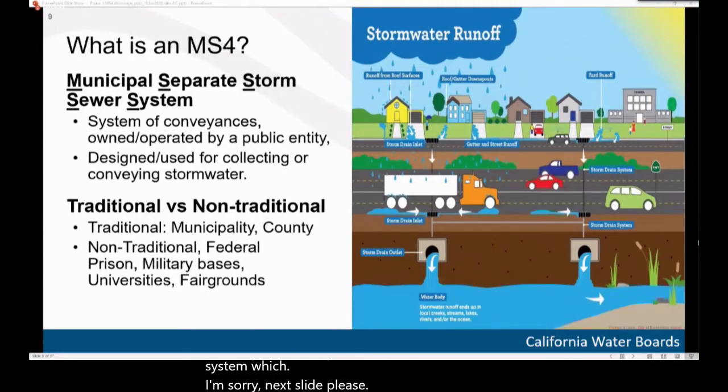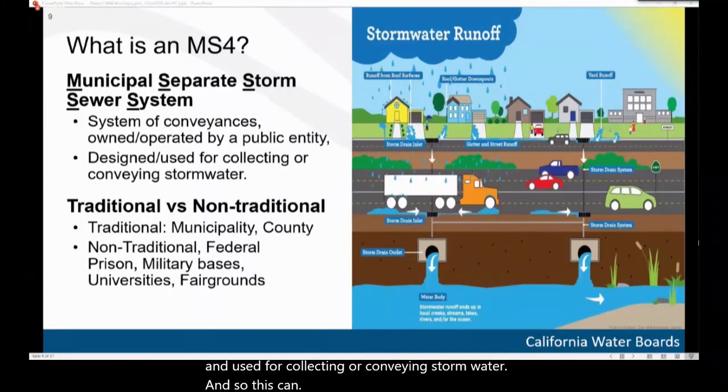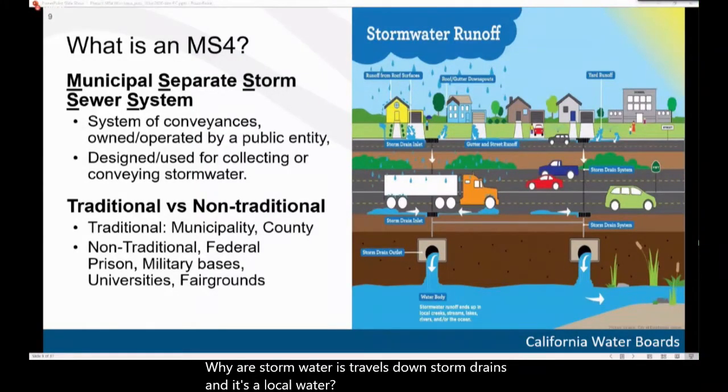An MS4 stands for Municipal Separate Storm Sewer System, which is a system of conveyances owned or operated by a public entity and designed and used for collecting or conveying stormwater. This can look like the curbs and gutters on the side of a city street, where stormwater travels down storm drains and into a local water body, or a ditch on the side of a county road. That's also part of an MS4.